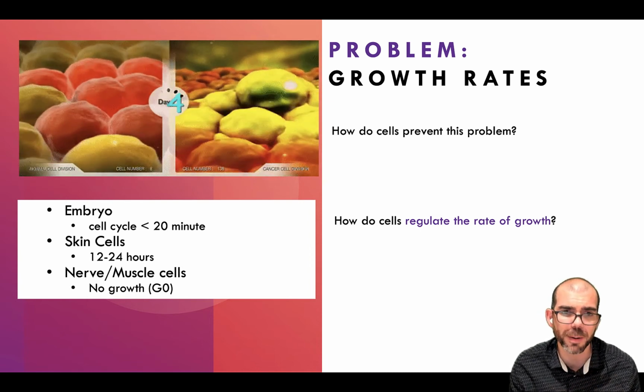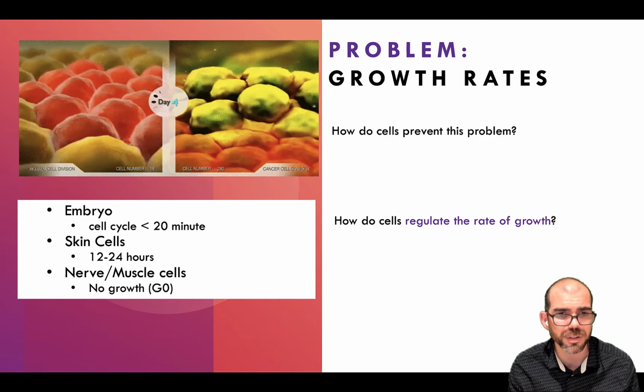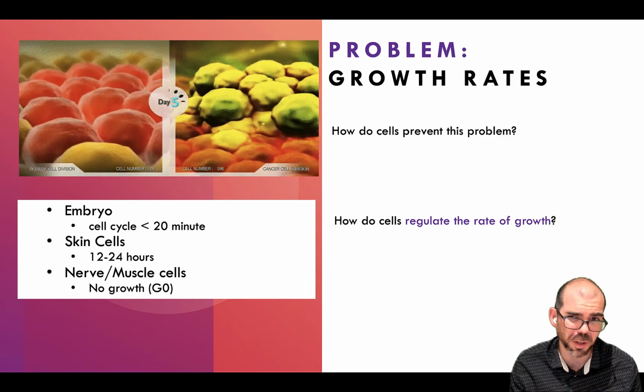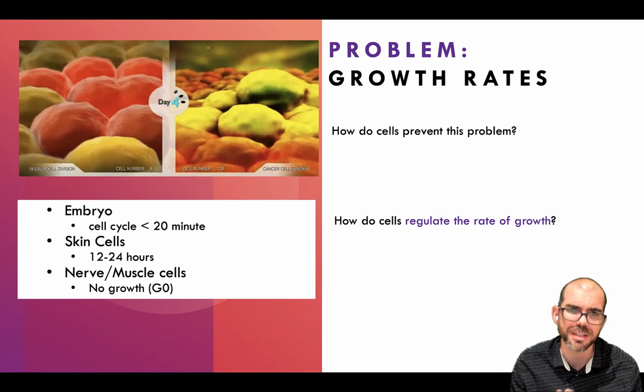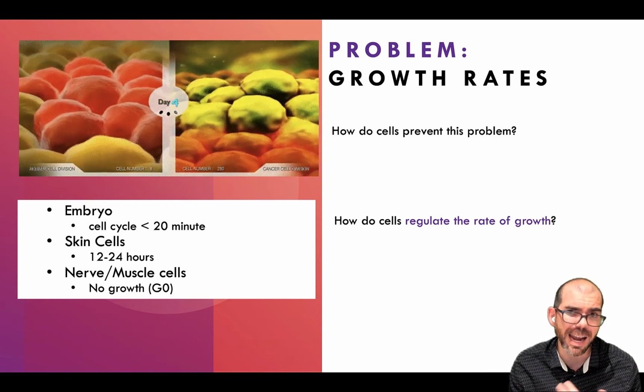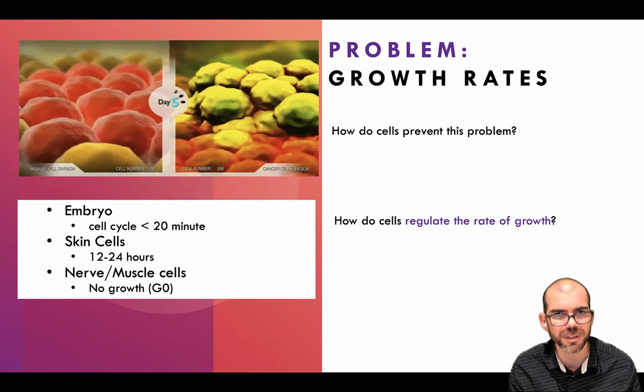For example, embryos will divide every 20 minutes, skin cells every 12 to 24 hours, and nerve and muscle cells don't really grow at all. So what's regulating this process and determining when cells grow and when they don't? And how could that relate to preventing the problem of uncontrolled division like cancer?